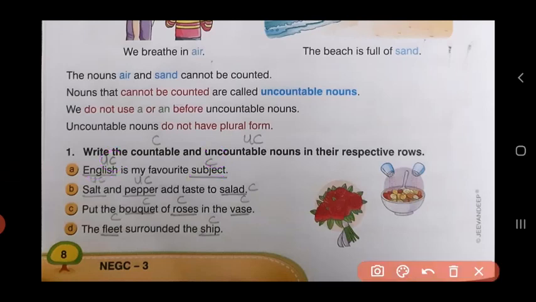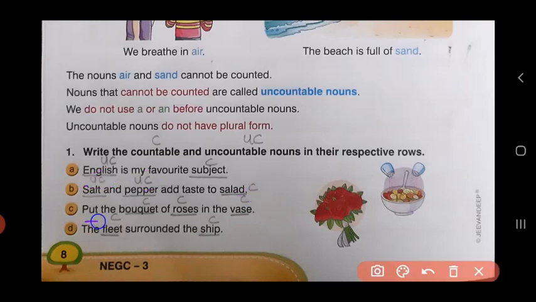B. Salt and pepper add taste to salad. Let us first see the nouns in this sentence. Salt, pepper and salad. Now children, salt and pepper are so tiny that they cannot be counted. So salt and pepper are uncountable nouns. And salad is countable.